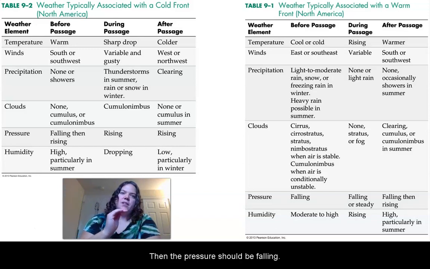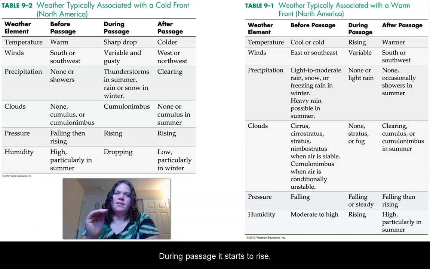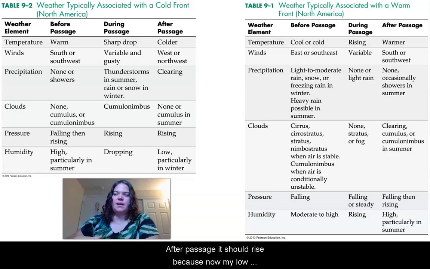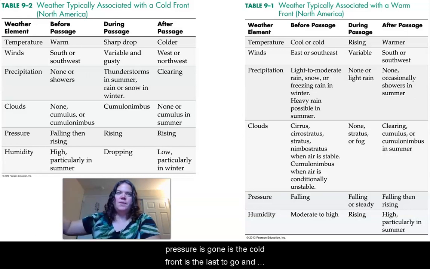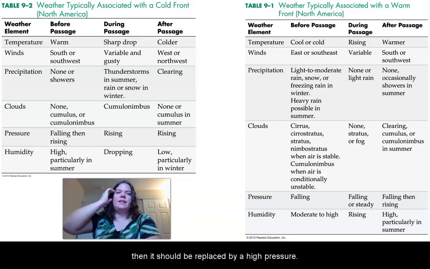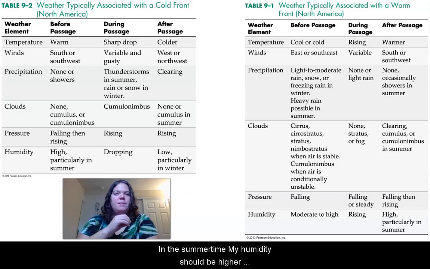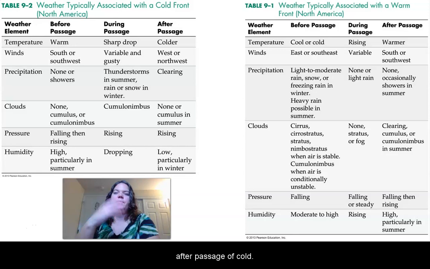Then the pressure should be falling. During passage, it starts to rise. After passage, it should rise because now my low pressure is gone because the cold front is the last to go, and then it should be replaced by high pressure. In the summertime, my humidity should be higher, then it should drop, and then I should have lower humidity after passage of the cold front.